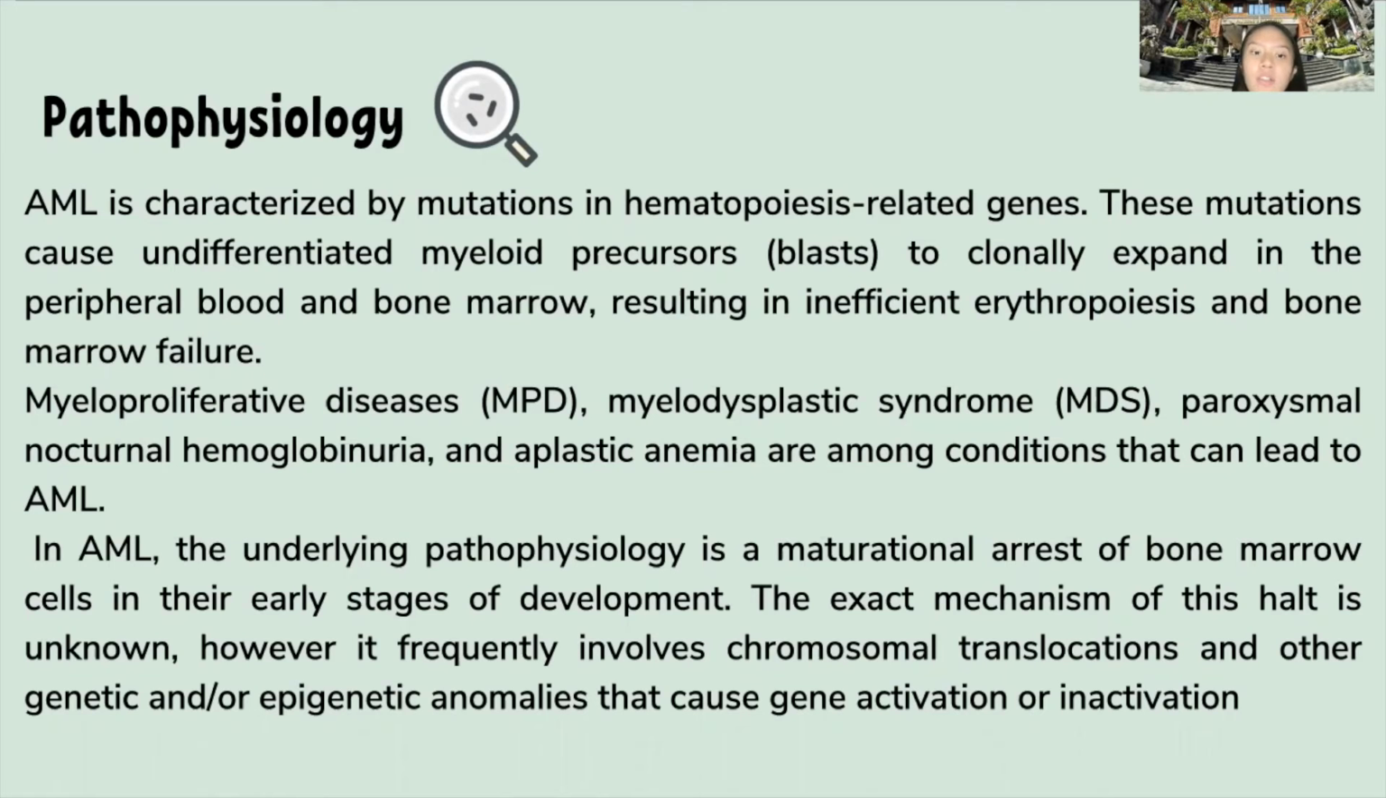In AML, the underlying pathophysiology is a maturational arrest of bone marrow cells in their early stages of development. The exact mechanism of this halt is unknown. However, it frequently involves chromosomal translocations and other genetic and or epigenetic anomalies that cause gene activation or inactivation.